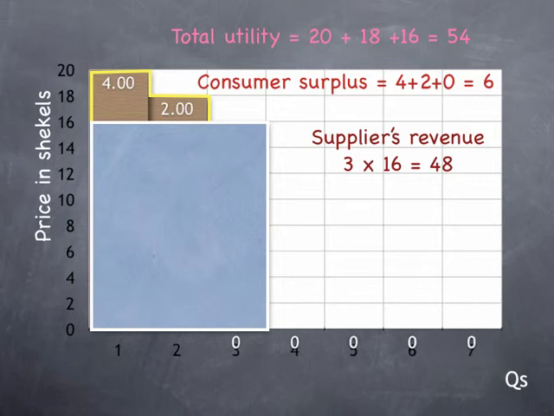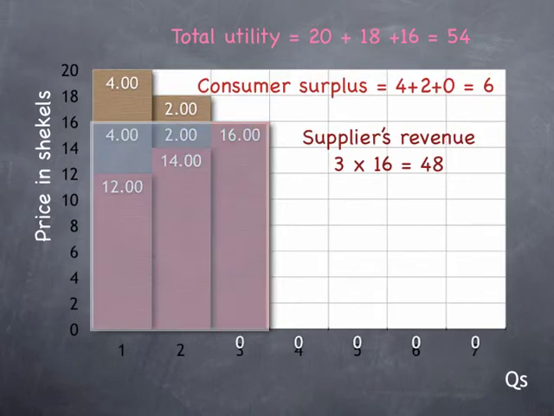If the consumer pays 48 shekels, it's necessarily true that the supplier receives 48 shekels. However, his costs are equal to 12 plus 14 plus 16, which equals 42. The supplier surplus is therefore equal to 6 shekels.